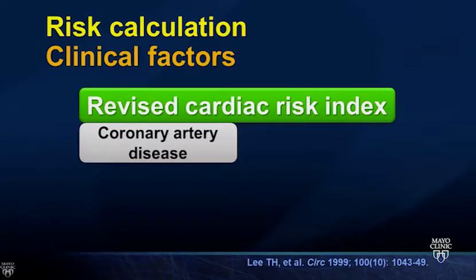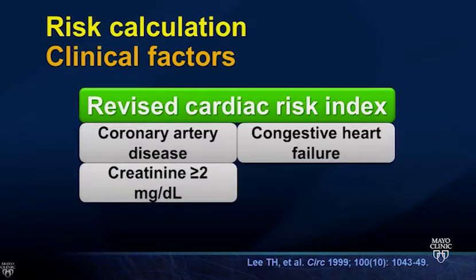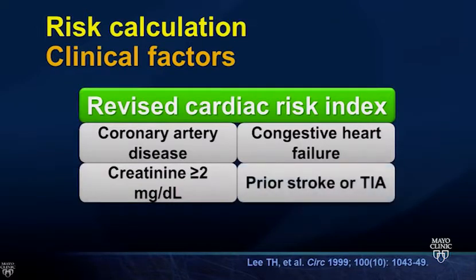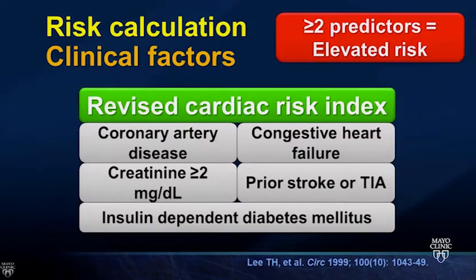Number 1, is there a history of coronary artery disease? Number 2, is there a history of congestive heart failure? Number 3, is the creatinine over 2? Number 4, has the patient had a prior stroke or TIA? And number 5, does the patient have insulin-dependent diabetes mellitus? If the patient has at least 2 of these predictors, you can consider them at higher risk. Now that's the patient's clinical risk that the patient walks around with independent of their surgery.